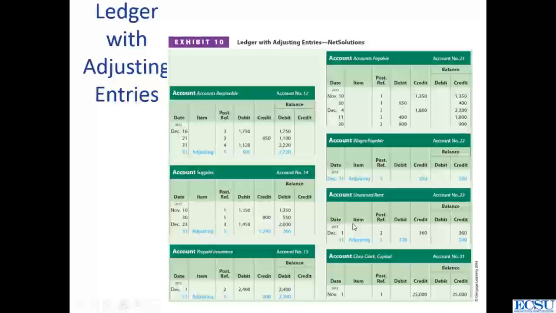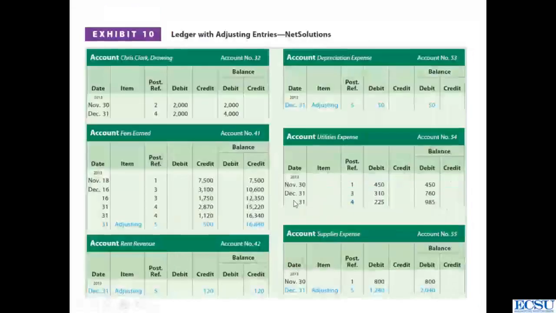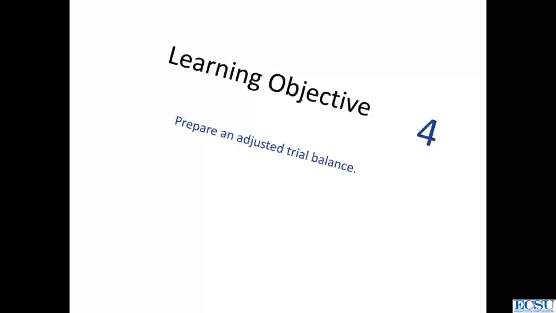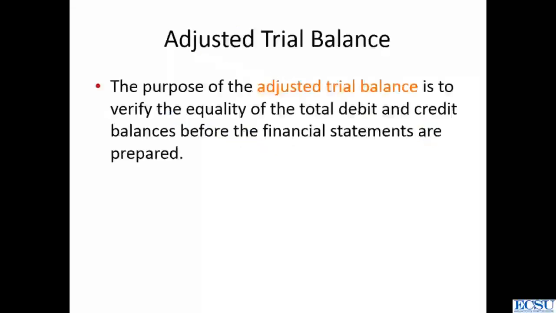The important point is the posting principle is the same. If the account is debited, take it to the debit side and calculate the balance accordingly. If it is credited, take it to the credit side and calculate the balance accordingly. But you need to specify that this is part of the adjusting entry. So we'll have to write adjusting in the item column. So that's how you will be posting all the adjusting entries. Now, once you have posted the adjusting entries, you will be calculating a new balance. And based on the new balance, what we'll be doing is you will be preparing an adjusted trial balance.